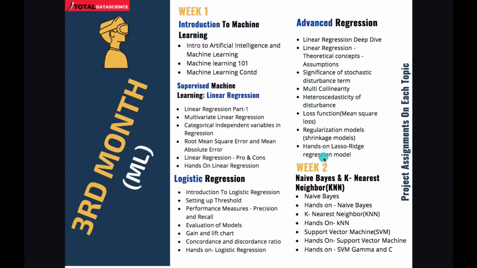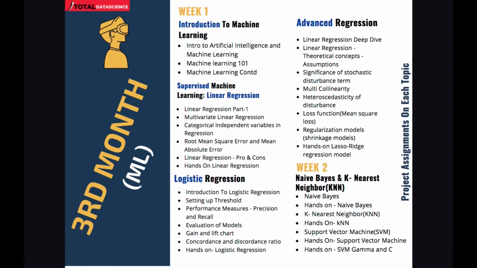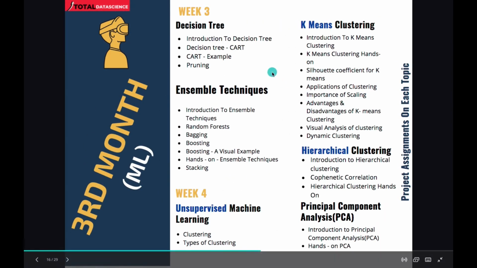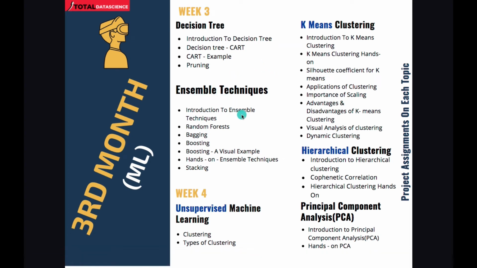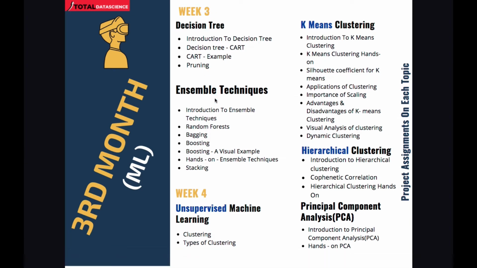And then at week 2, we're going to learn more robust machine learning algorithms, right? That is naive Bayes and then k nearest neighbor. Not only that, week 3, we start with decision tree, okay, and then we go to ensemble techniques, and then we go to week 4. Week 4 is actually going to contain the unsupervised machine learning. So week 3 ends the supervised machine learning. Okay, then week 4 we start with unsupervised machine learning.